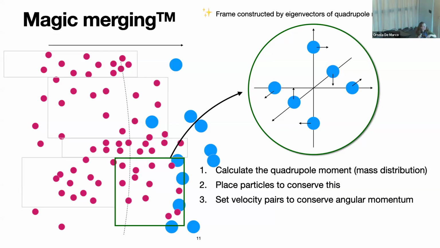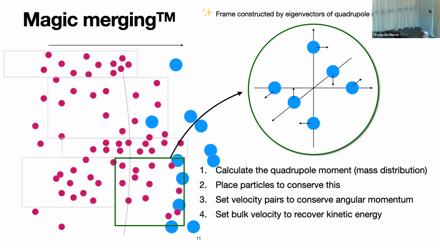The next thing we do is, okay, well, we've decided where the particles are. We then can set the velocities of those particles to conserve angular momentum. You can see that the velocity pairs that we have across the pairs, they're opposing, which means that you get a lovely little angular momentum conservation there.